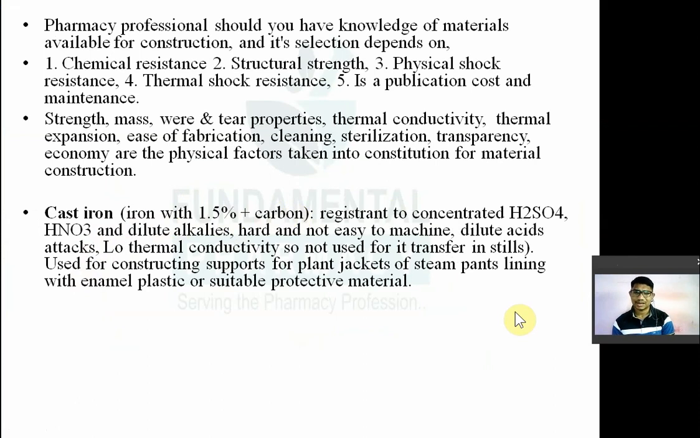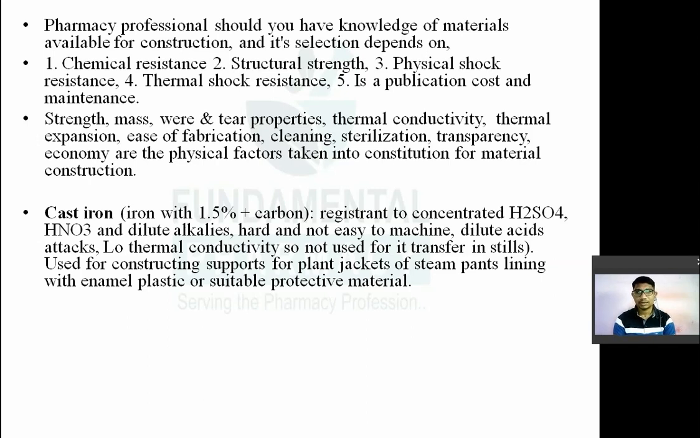Now, cast iron is resistant to concentrated sulfuric acid for corrosion. Nitric acid also, so resistant against nitric acid and sulfuric acid, and dilute alkali. It is a very hard material, not easy to machine. Mold is not a correct term, but easy to machine is the correct term. मतलब machine बनाने में ये easy नहीं है. So it is not easy to machine.